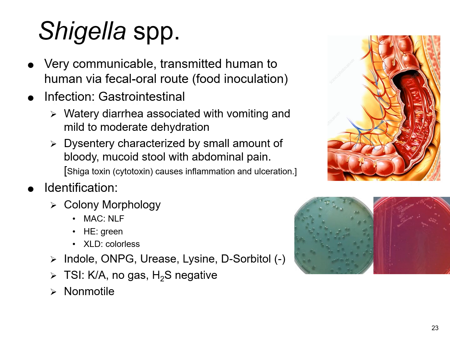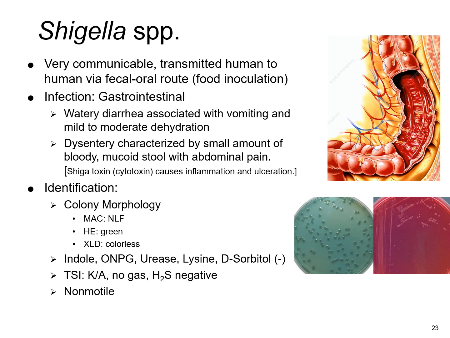This causes inflammation and ulceration within the intestines, with those ulcerative lesions. This toxin destroys the epithelial cells, which can cause the production of the bloody and mucus-laden type stools. This organism is identified based on the morphology and different biochemical tests.